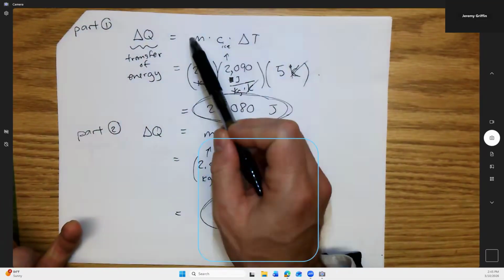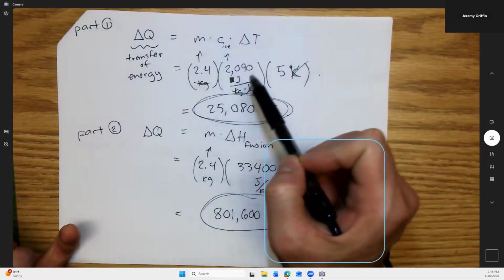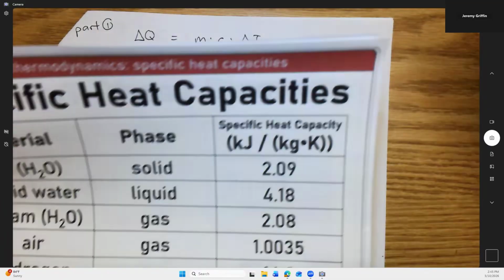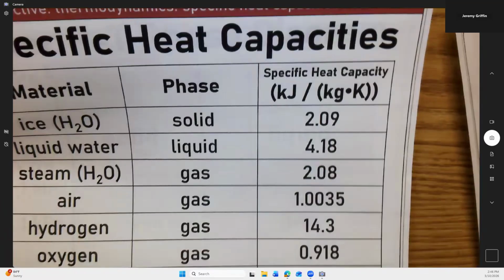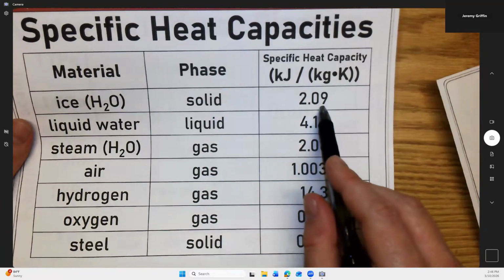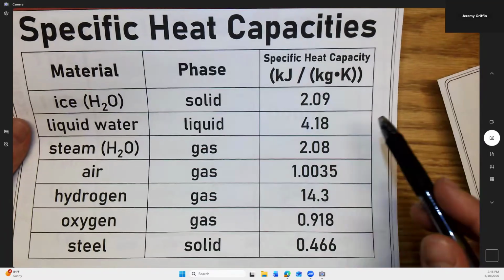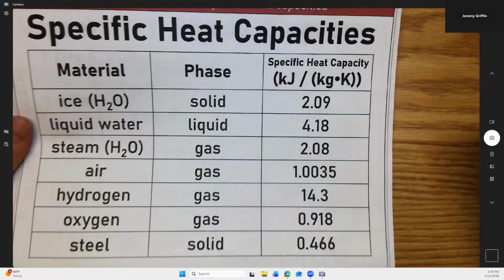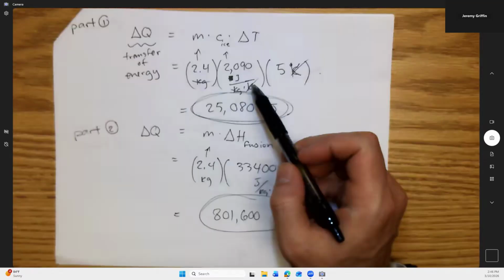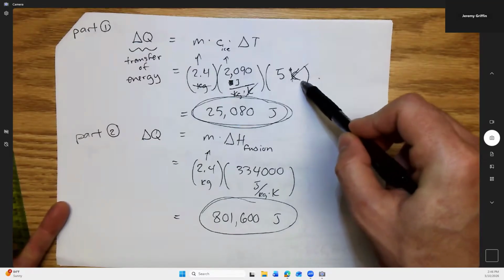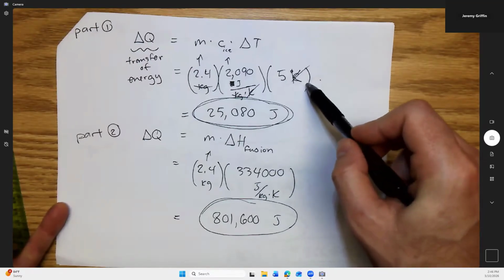I'm going with the 2.4 kilogram block of ice. Now, the specific heat capacity of ice is a number you would have to pull from somewhere, so I've got it right here. It's 2.09 kilojoules per kilogram Kelvin. It tells you how much energy it takes to raise 1 kilogram by 1 Kelvin, or 1 degree Celsius, you could say. Okay. And then the change in temperature: if we're going from -5 degrees to 0 degrees, that's a change of 5 degrees Celsius.